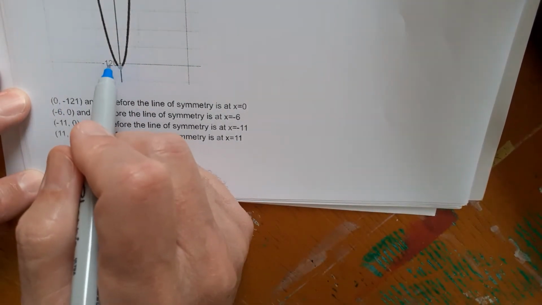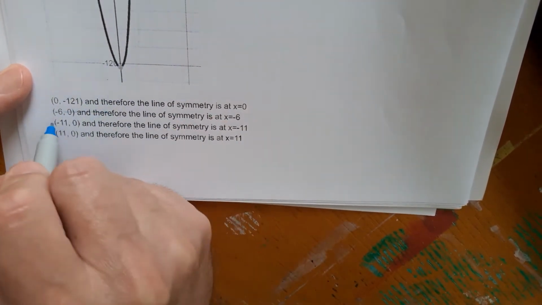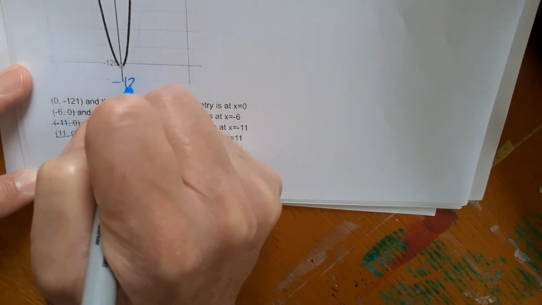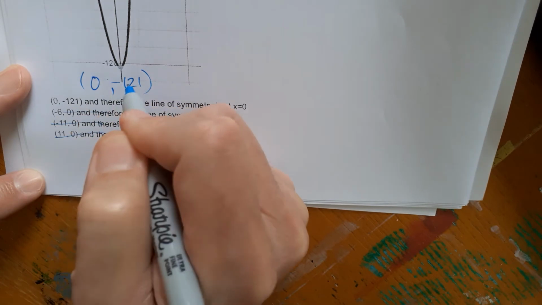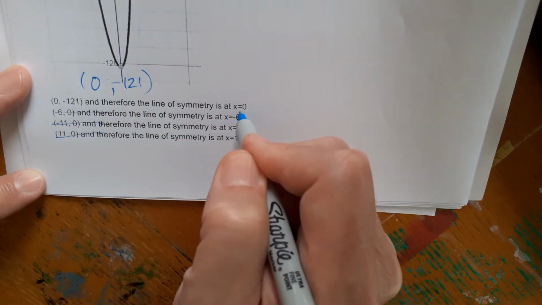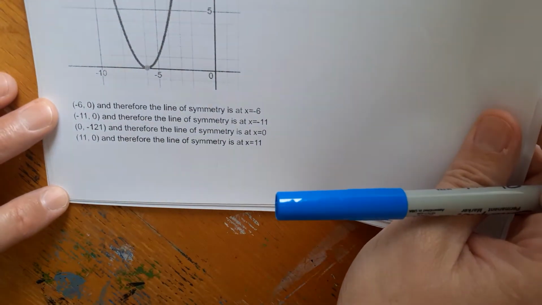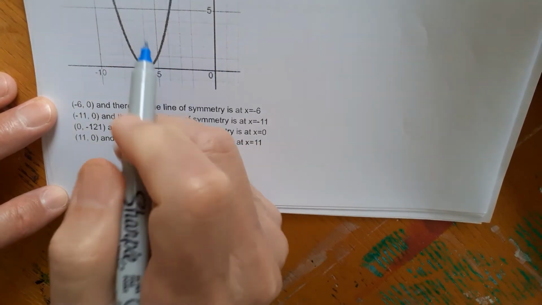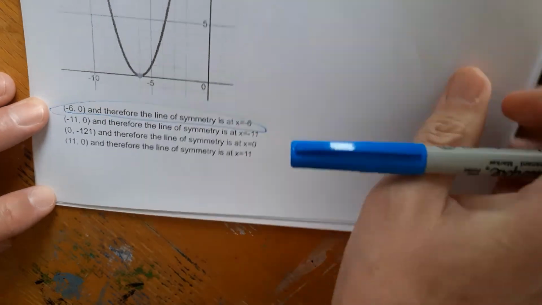Well, look how far down this is. Minus 120 is right here, and it's below that. So out of my answer choices, there's only one that's even close. It's this minus 121, comma, and it's right on the y-axis. So this has got to be 0 here. In terms of x location, it's right on the y-axis. That makes x equal to 0. That means the location of the line of symmetry is x equal to 0. Minus 6, 0, and therefore x equals minus 6.